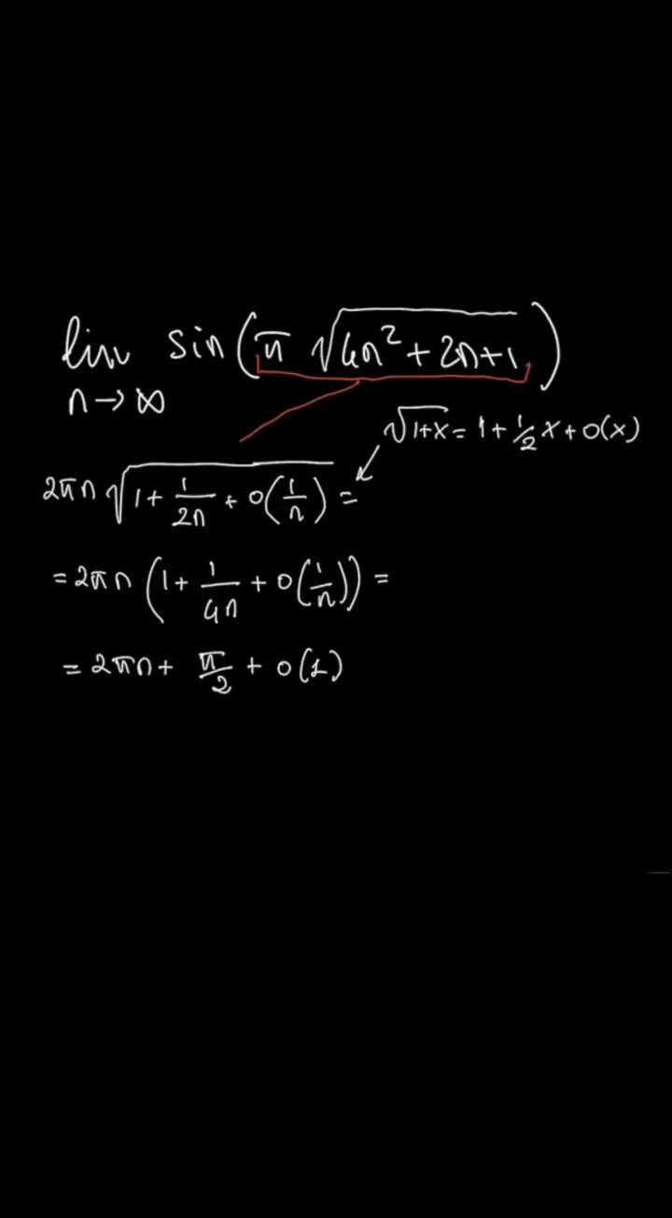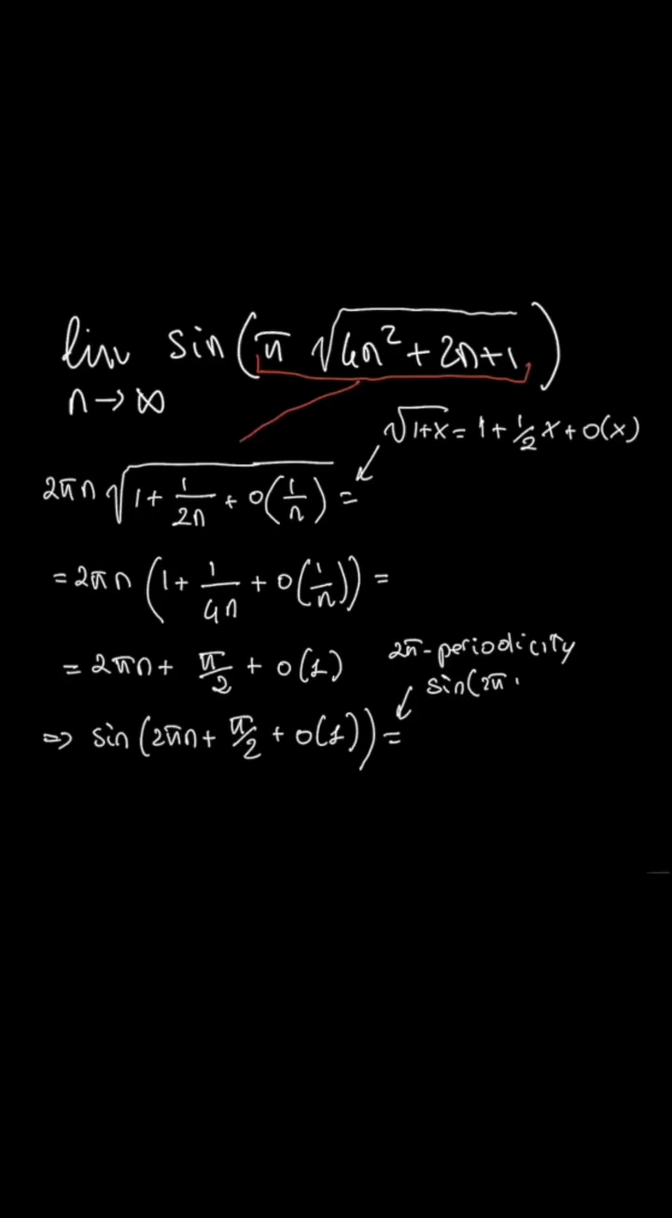Now we substitute this expression back into the sine. We obtain the sine of 2 pi n plus pi over 2 plus little o of 1. At this point, we use a very important property of the sine function. Sine is 2 pi periodic, which means that adding an integer multiple of 2 pi does not change its value. In other words, the sine of 2 pi n plus alpha is exactly the same as the sine of alpha. In our case, alpha is pi over 2 plus little o of 1. So our expression becomes simply the sine of pi over 2 plus little o of 1.